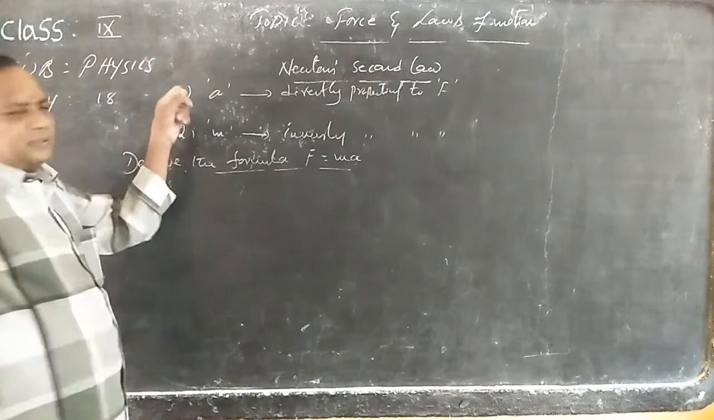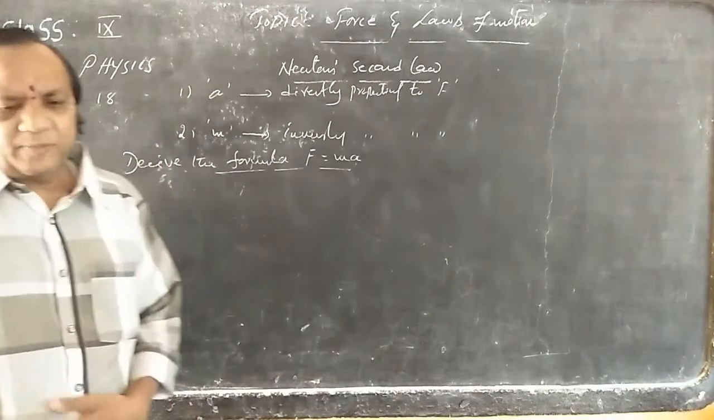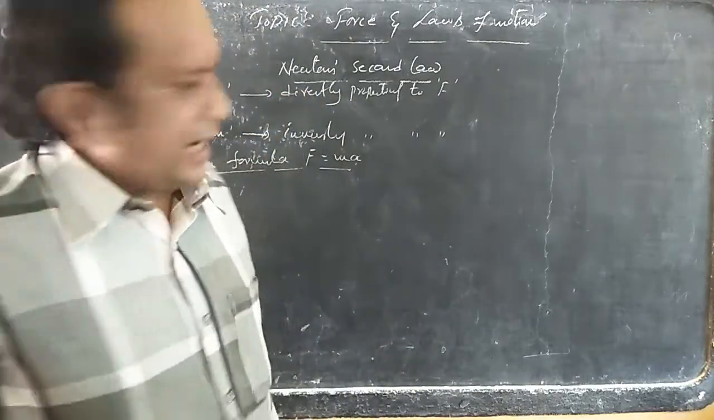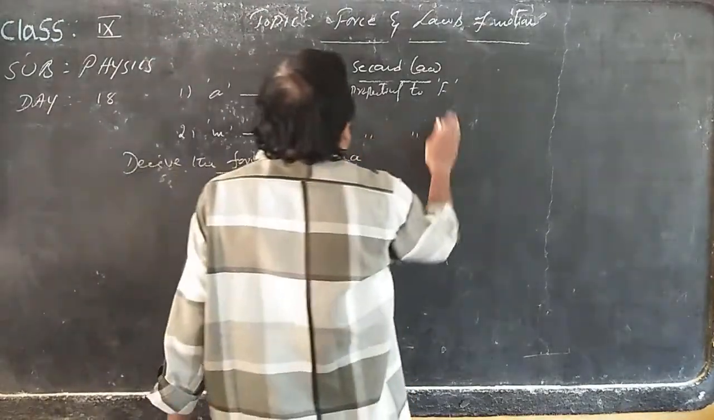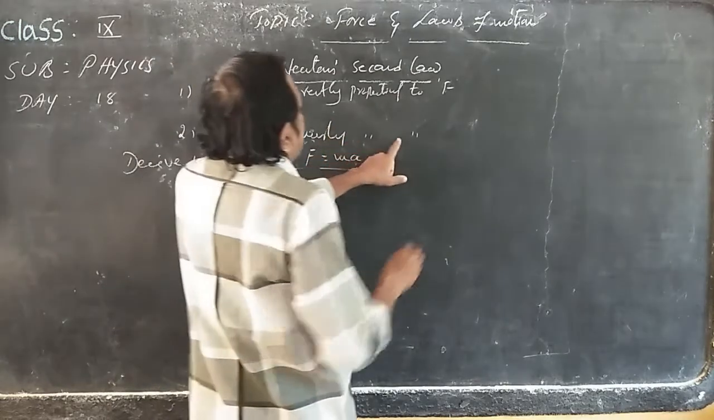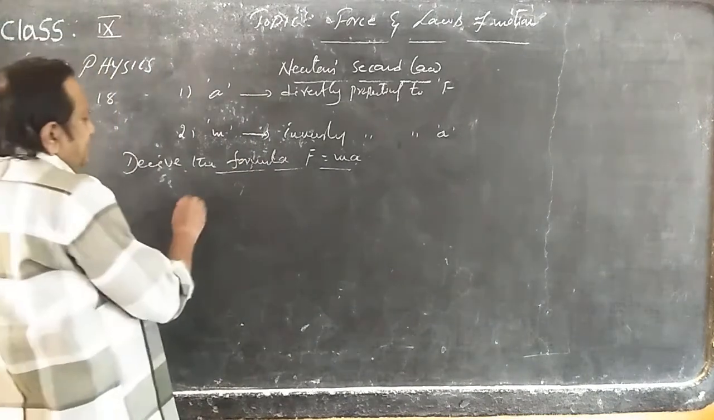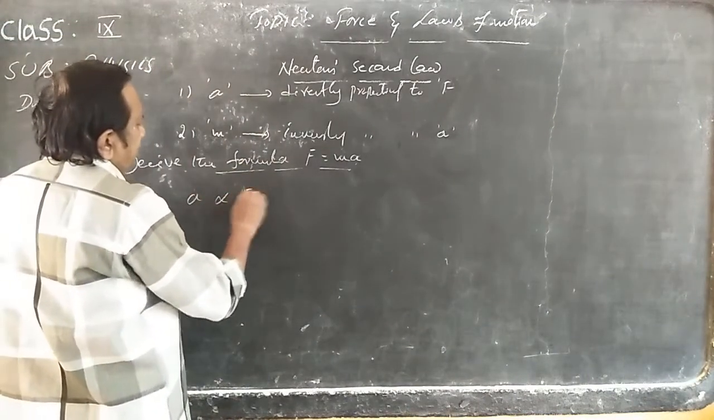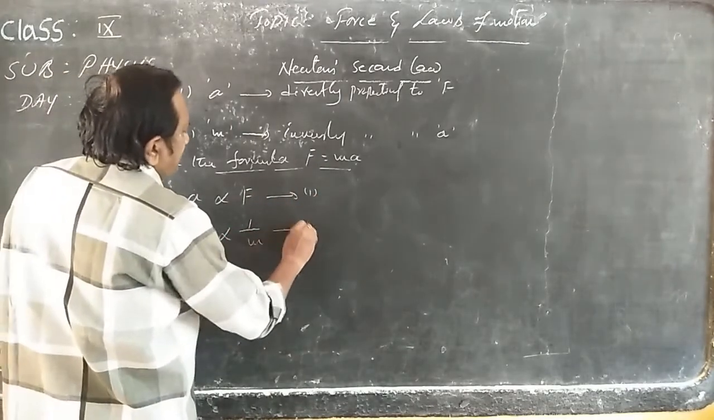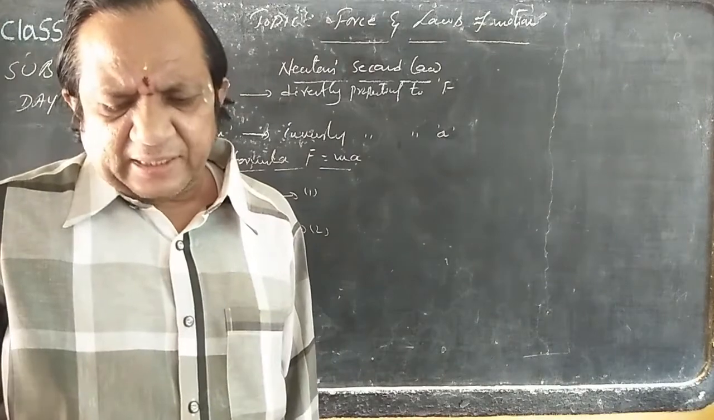We have to deduce F is equal to ma. According to the previous factors, acceleration is directly proportional to force, and acceleration is inversely proportional to mass. This means A is proportional to F, let it be equation 1, and A is proportional to 1 by M, let it be equation number 2.